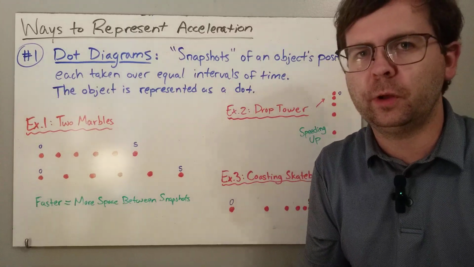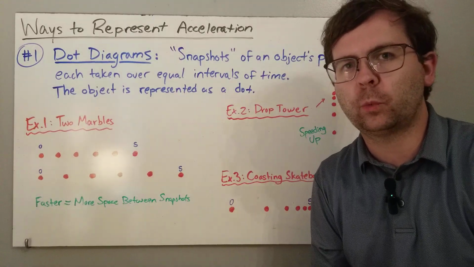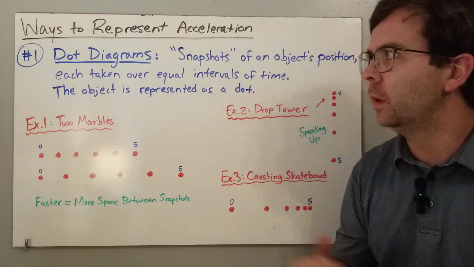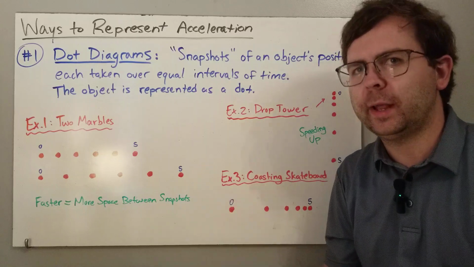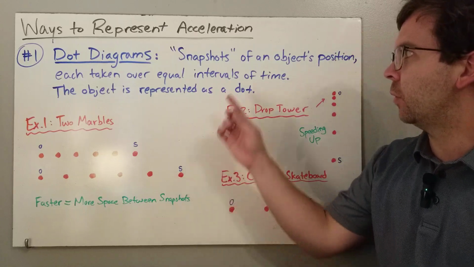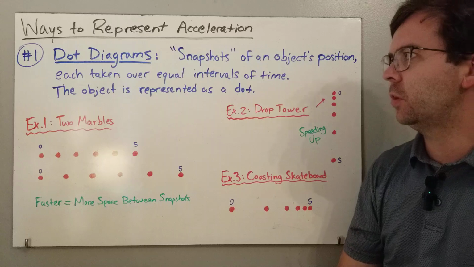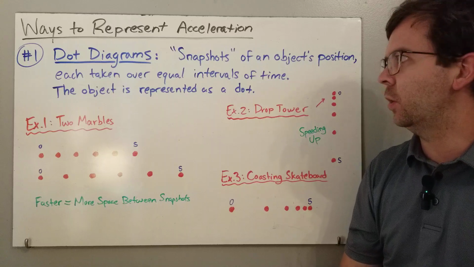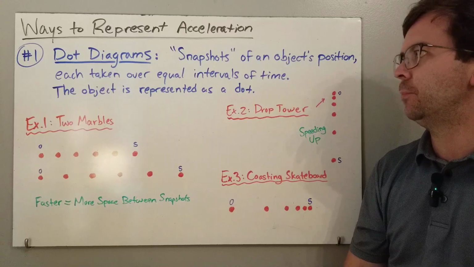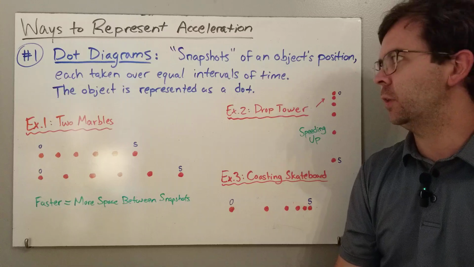Hi. In this video, we're going to talk about different ways to represent acceleration. The first way is through something called dot diagrams. Dot diagrams are snapshots of an object's position, with each snapshot taken over equal intervals of time. The object is represented as a dot.